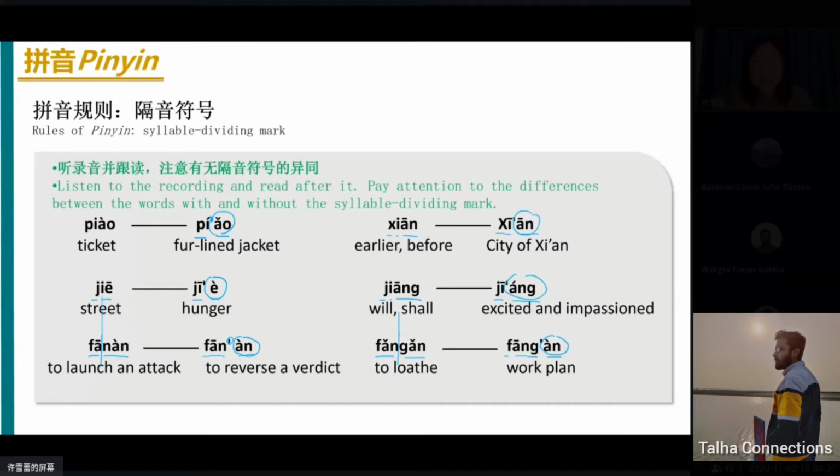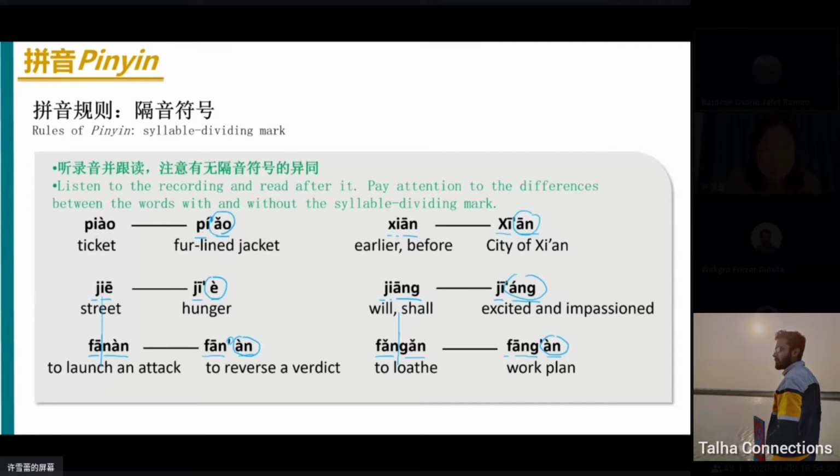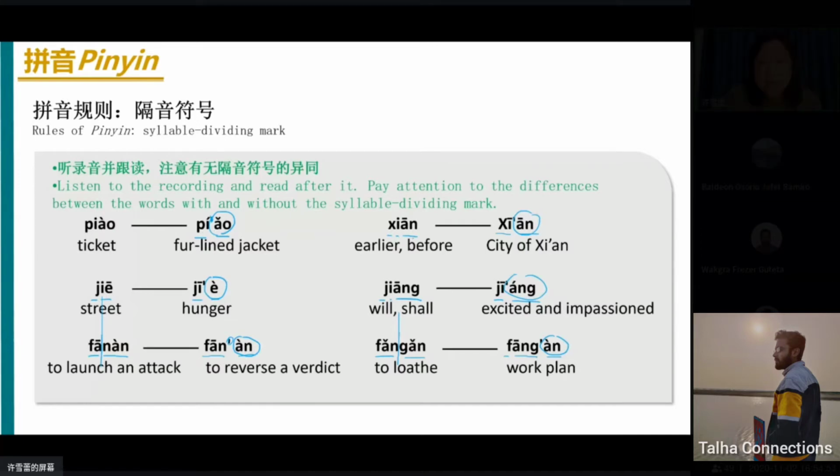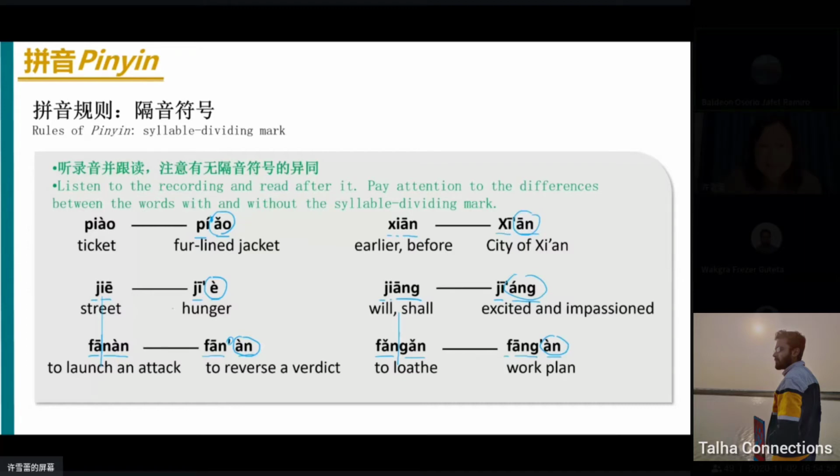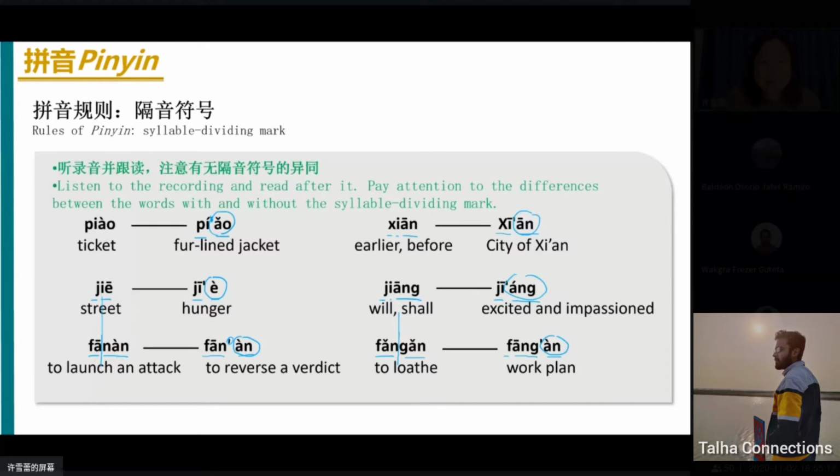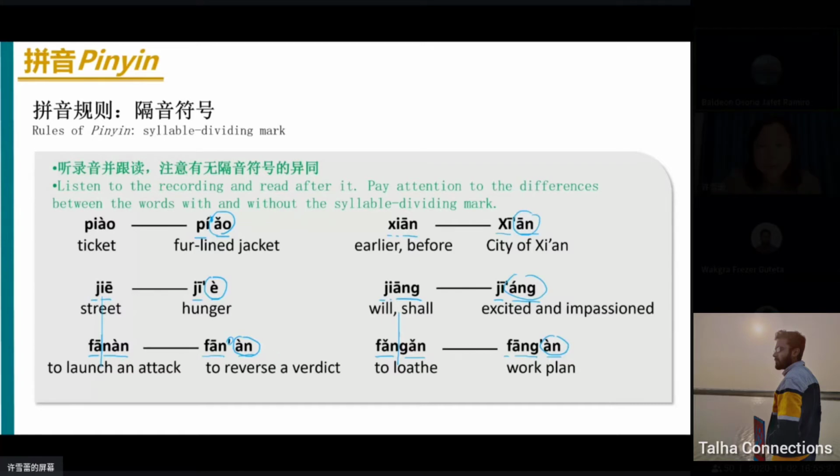Okay, now please listen to me. I'll read them, and after class you can practice after me. 皮袄，先，西安，街，饥饿，将，发难，翻案，反感，方案。Okay, it's some knowledge about the syllable dividing mark. Now, let me see, what questions do you have?